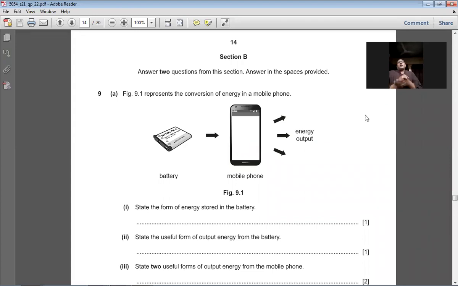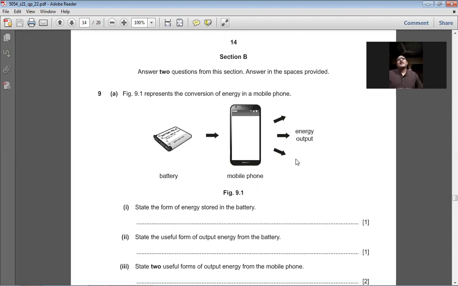Question number 9, A part: figure 9.1 represents the conversion of energy in a mobile phone. Here we have a battery, and we put this in the mobile phone. The battery is providing energy to the mobile phone, and the mobile phone is providing some energy outputs. The first question is, state the form of energy stored in the battery. The batteries always have chemical potential energy in them.